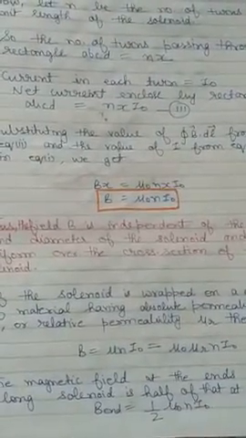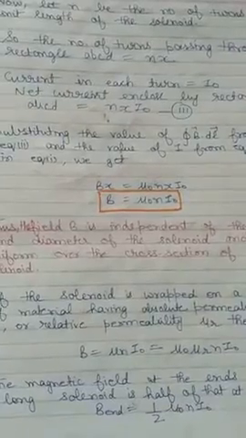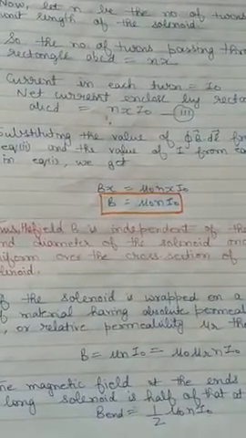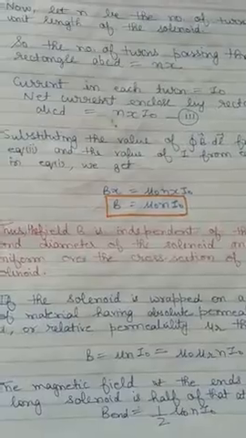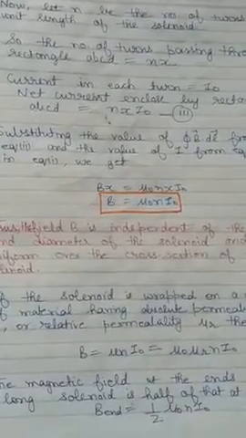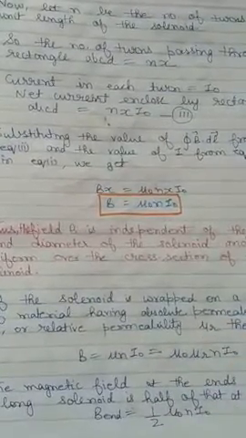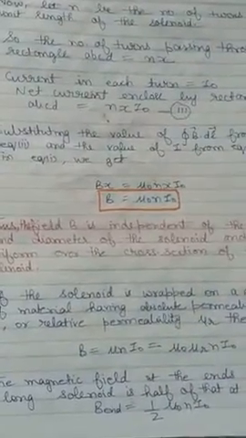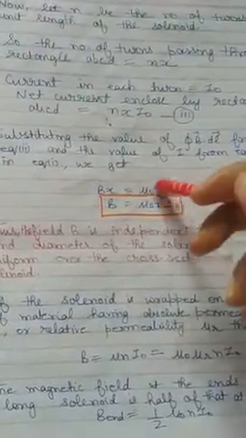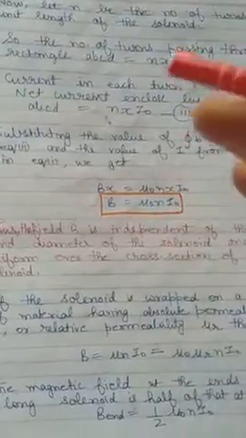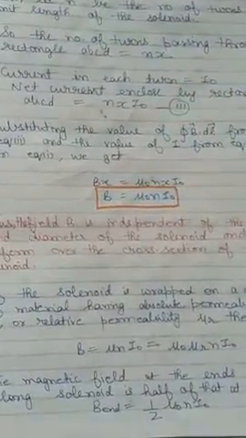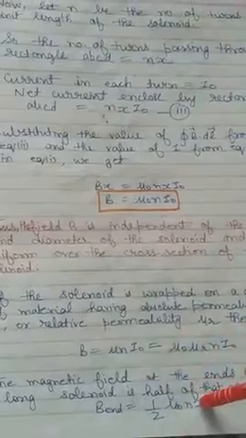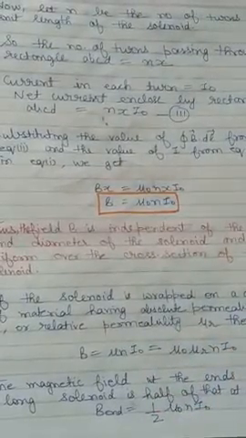The magnetic field will be stronger inside near the center of the solenoid, and it will be weak near the ends of it. Because of that, at the end of it the magnetic field will be half of the magnetic field at the center. So this will be the value mu naught n I naught at the center of the solenoid, and at the end it will become half of that value, so half of mu naught n into I naught.